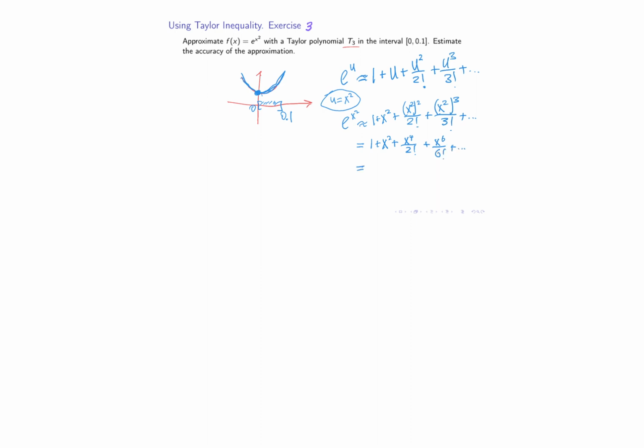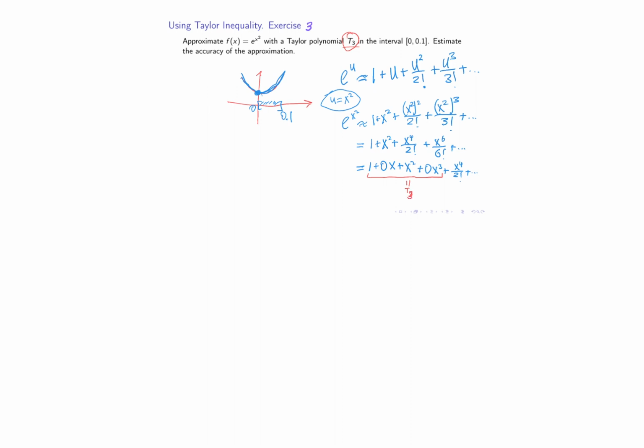Just to be clear, we have only even powers. That means that the coefficients at odd powers are zeros. So this is actually 1 plus 0x plus x squared plus 0x cubed plus x to the 4 over 2 factorial plus so on. We are interested in T3. That means that we are interested in all the powers up to x to the 3. So that's our approximation. And we need to find how accurate it is.